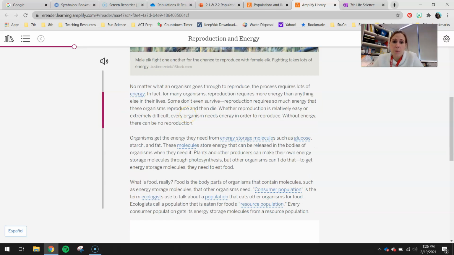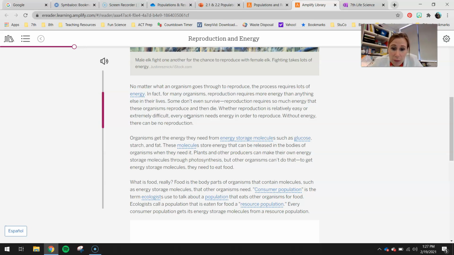No matter what an organism goes through to reproduce, the process requires a lot of energy. In fact, for many organisms, reproduction requires more energy than anything else in their lives. Some don't even survive. Reproduction requires so much energy that these organisms reproduce and then die. Whether reproduction is relatively easy or extremely difficult, every organism needs energy in order to reproduce. Without energy, there can be no reproduction.